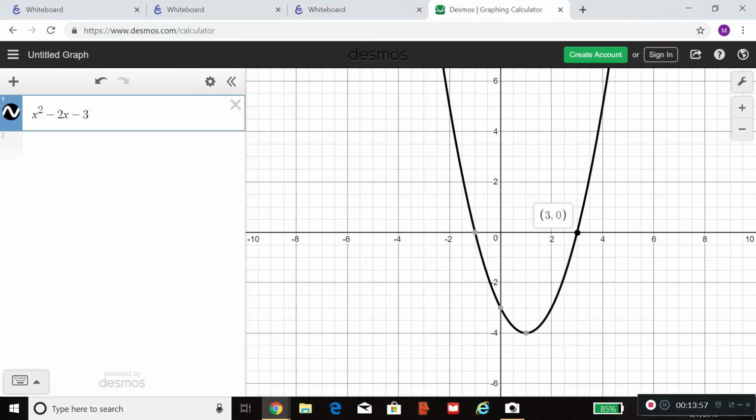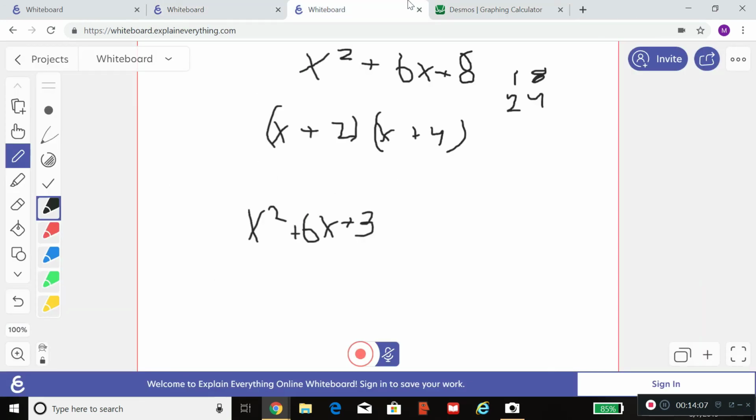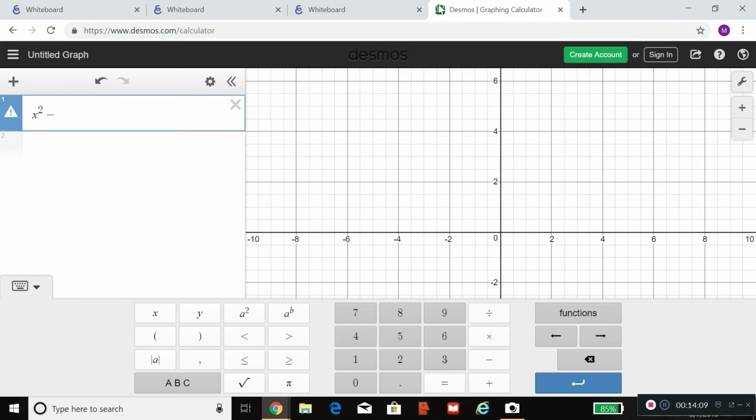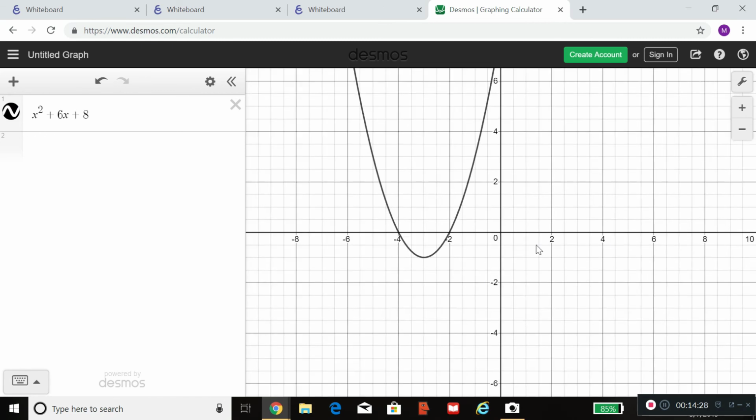And let's just check real quick. It was this one. Oh, it was plus. Sorry, guys. 6x plus 8, minus 4, minus 2. There you go, guys. So I hope that we've learned how to find zeros of parabolas today.